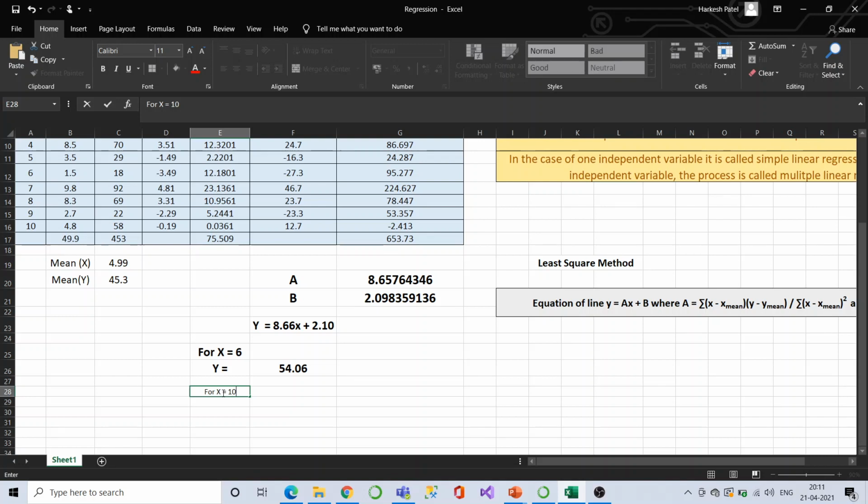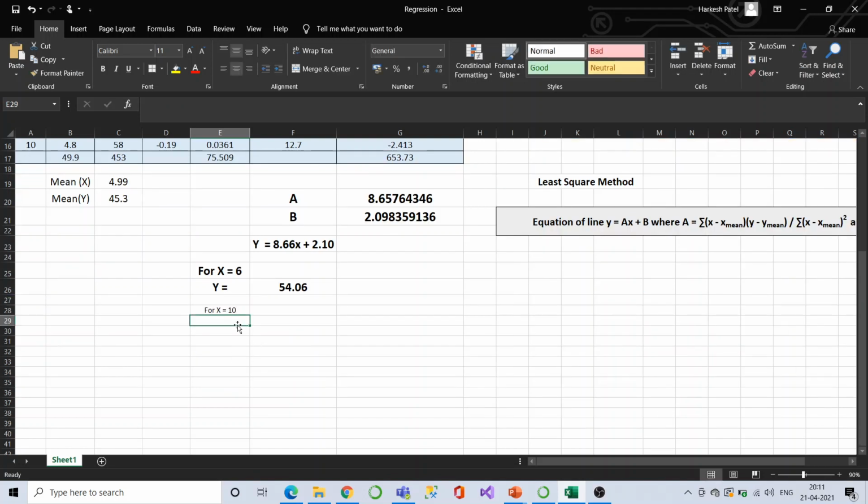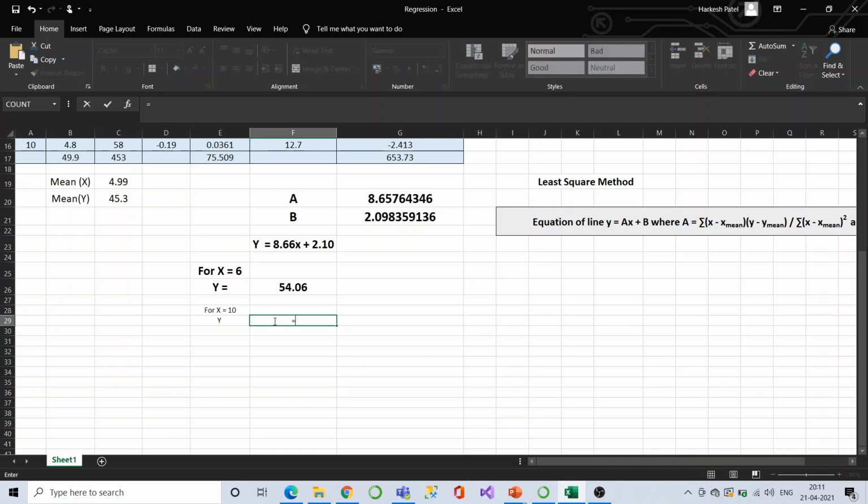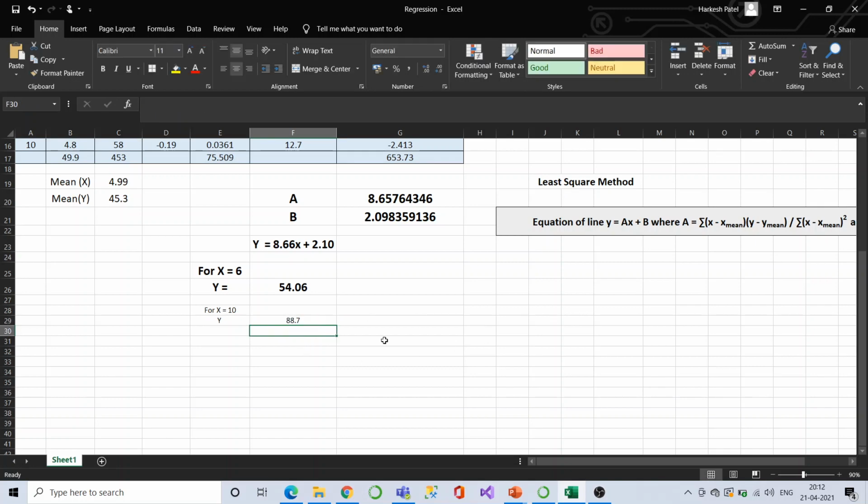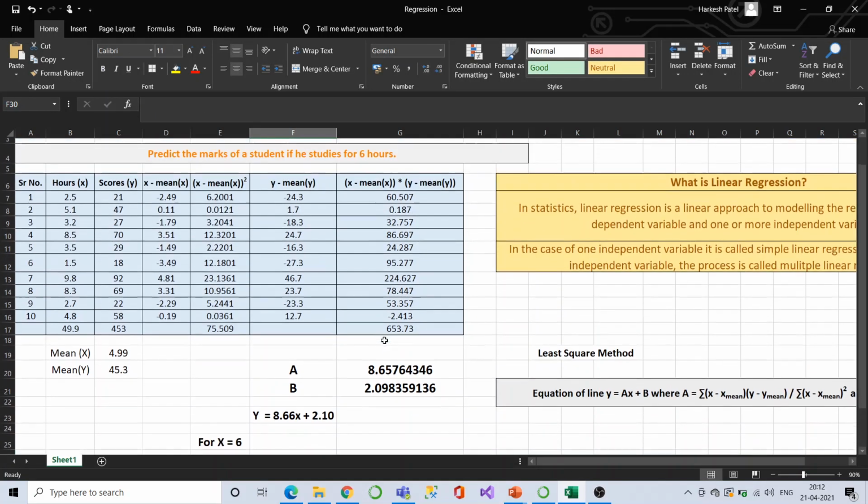We can just say that if he's studying for more hours, we can now find, for x equal to 10, suppose he is studying for 10 hours, what would be our y? Then y will be 8.66 into 10 plus 2.10. So he'll just get 88.7 marks.